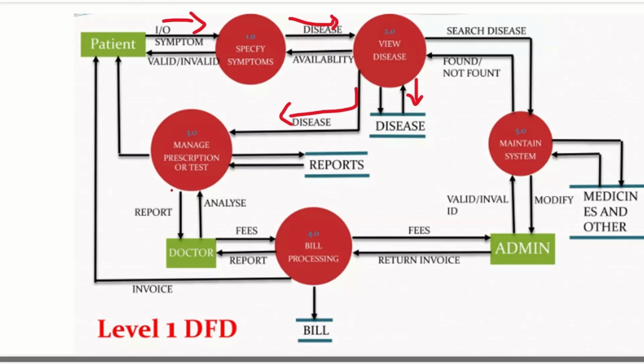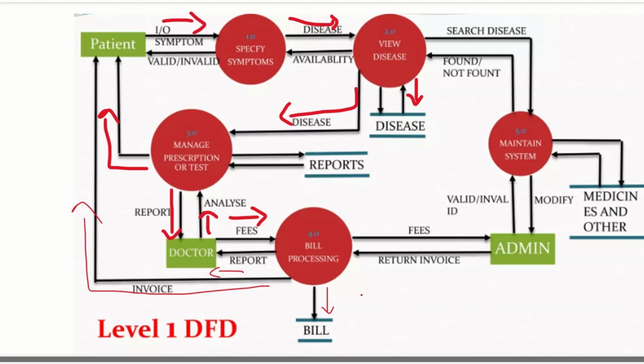If they are telling them to do a test, then that test report will go to the doctor, and the doctor will analyze the report, and then the doctor will give them the prescription, and that prescription is going to the patient. Then the doctor will tell them about the fees, and the fees and the report will go to bill processing, and from there they will generate the bill for the patient. Then from bill processing they will get one report also, and that report is going to the doctor, and next the invoice will go to the patient.